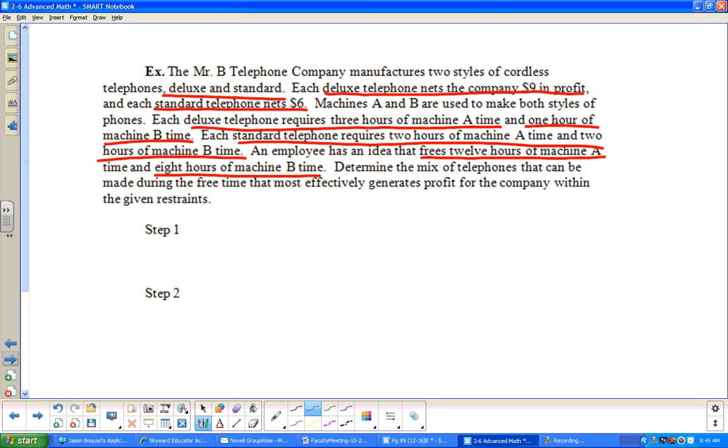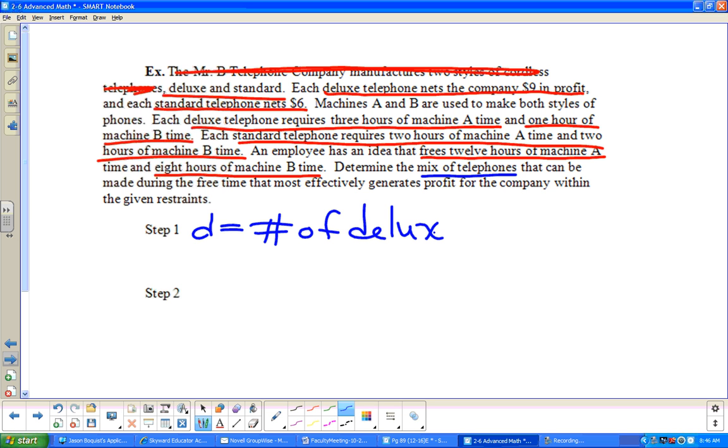So basically, that first sentence, we don't really need that, right? Let's get rid of that one. Again, not important that it's my telephone company. So let's do step 1. So down here is the question, right? Determine the mix of telephones that can be made during the free time. So our variables, or things that can change, are the number of phones, right? So a lot of people like to use letters that make sense in the problem. Okay? And so let's say D will be one of our variables. And then what would that stand for? D equals, be careful, the number of deluxe phones.